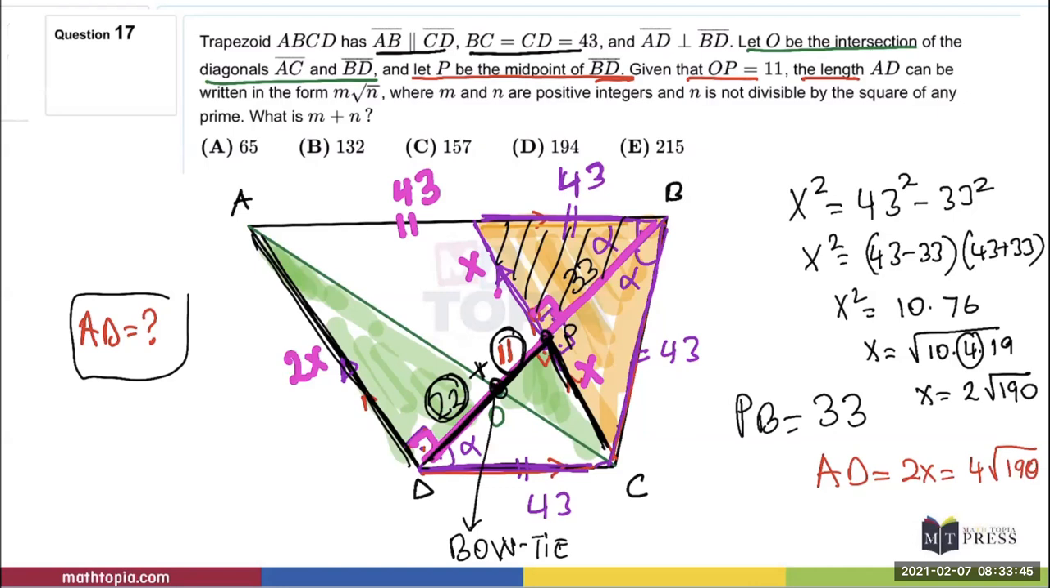That means I can now conclude that the value of m plus n would be 194. Okay, so that was the end of the nice geometry problem, problem 17.